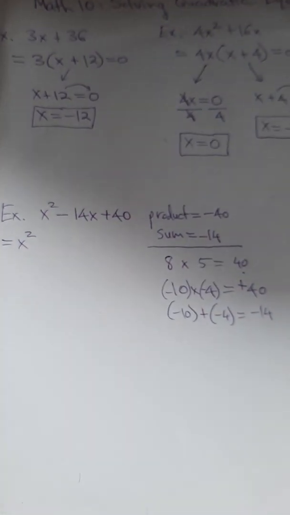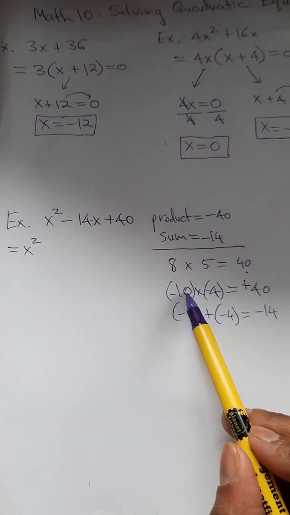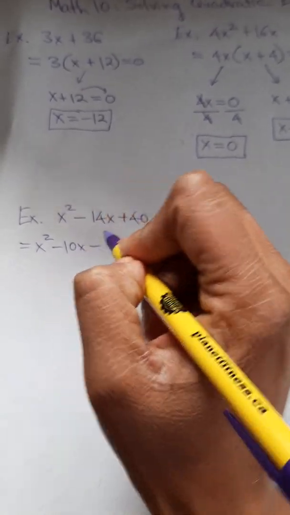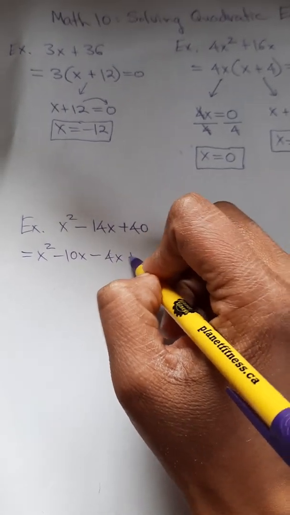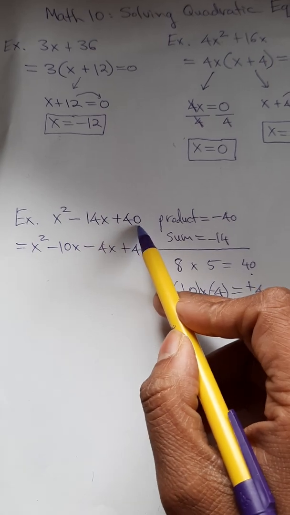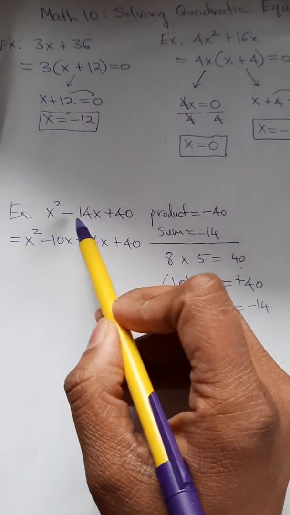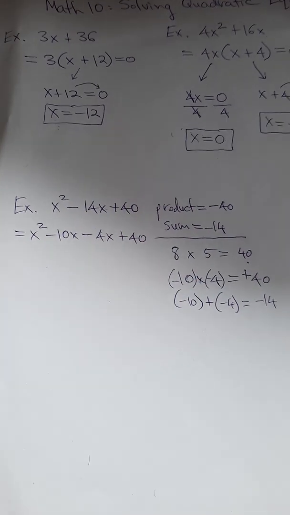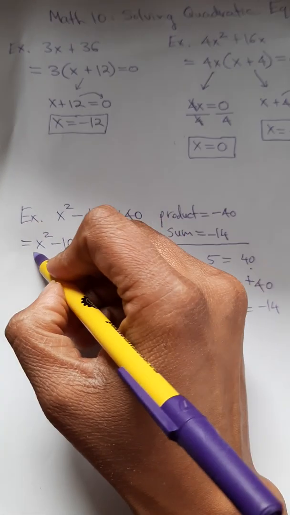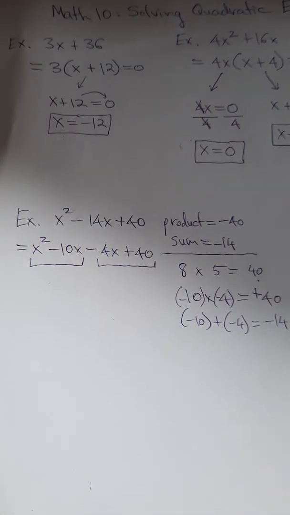Whatever the first term is, we're going to keep it the same, so x squared. And then I'm using my two factors here, so we're going to do negative 10x, negative 4x, and plus 40. So you notice again, the first term and the last term, I'm just keeping that the same. We're just breaking down this negative 14x. Everyone sees that?